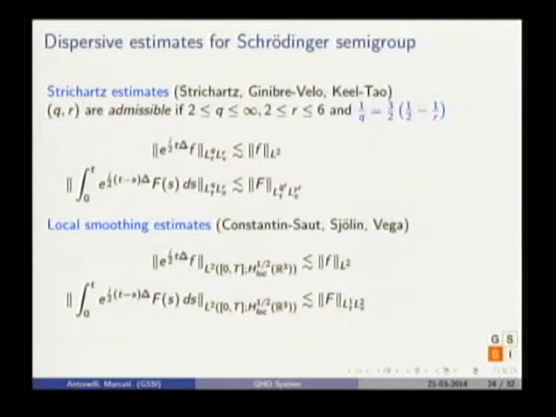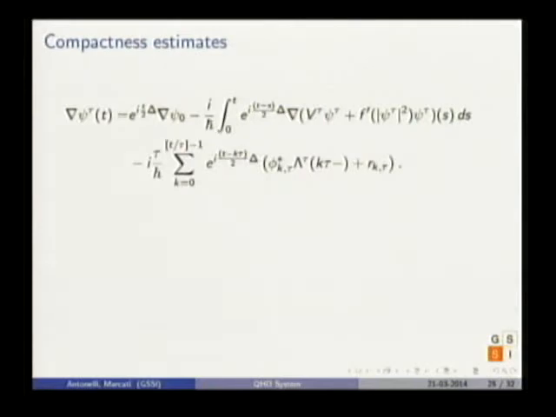And then we use the local smoothing estimates, which for the Schrödinger equation are given by results by Constantin and Saut, Sjölin and Vega. Of course, you're not dealing with a parabolic semigroup, but still, locally in space, you're gaining half a derivative, which is a good thing. So what can you do with this bunch of estimates?